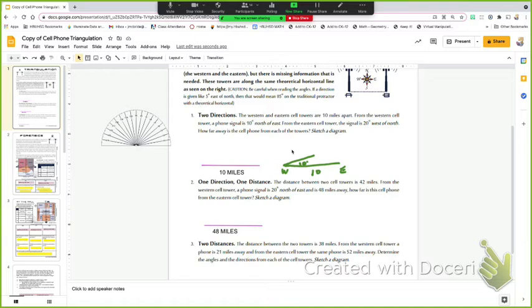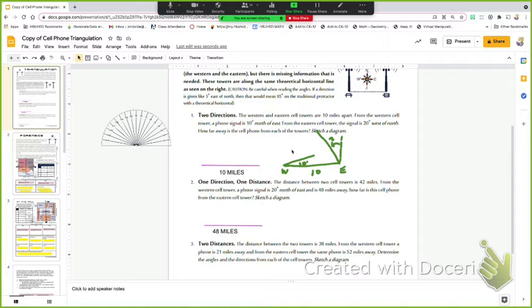Now from the eastern tower, it's 20 degrees west of north. So what that means is I point to the north and then I turn to the west 20 degrees. Let me see if I could show you what that would look like with a line. Oh, I can't insert. So you would go towards the north like this, and then you would turn 20 degrees that way.